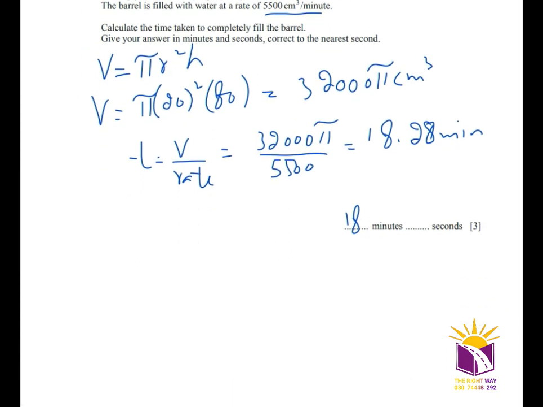Now converting 0.28 minutes to seconds. Sorry, 0.28, not 28. 0.28 multiplied by 60, you will get 16.8, which is equal to 17 seconds. Because we are writing it to the nearest second, it will be 18 minutes and 17 seconds.